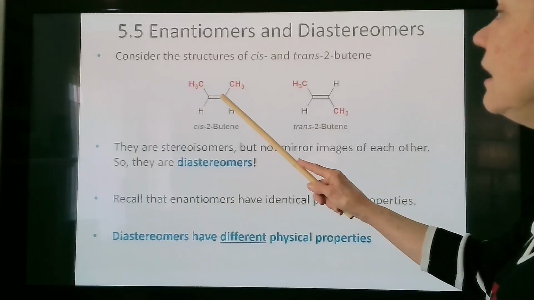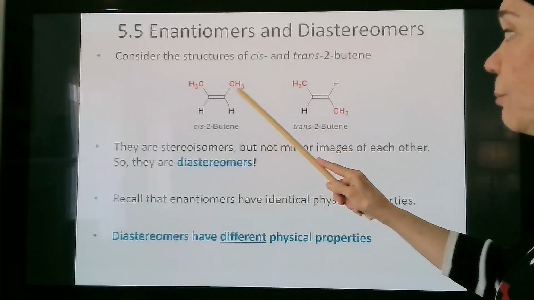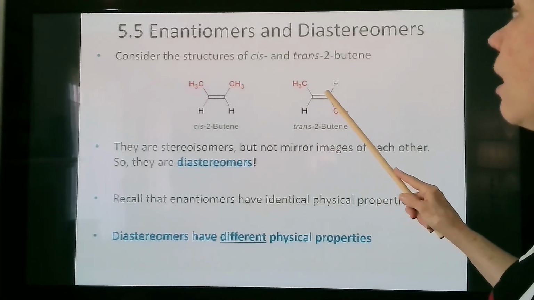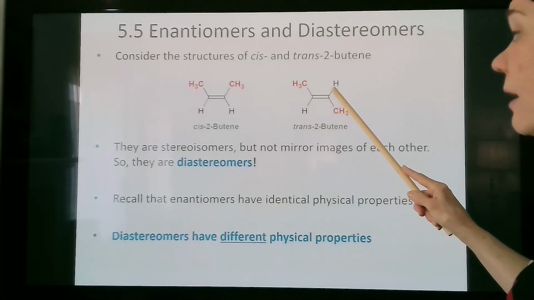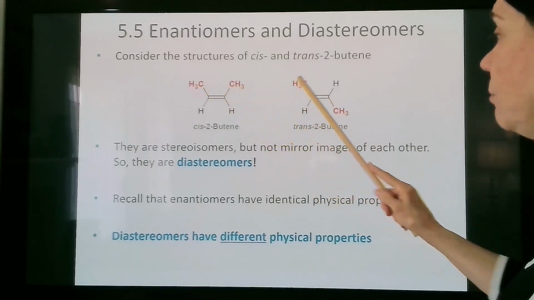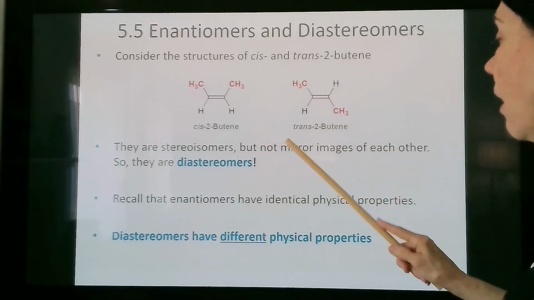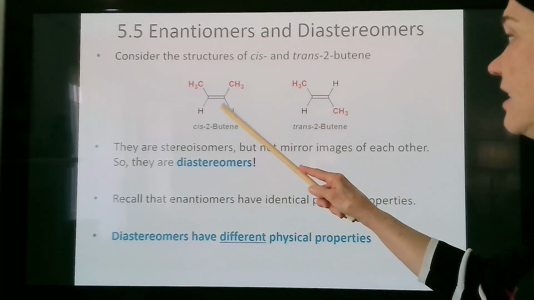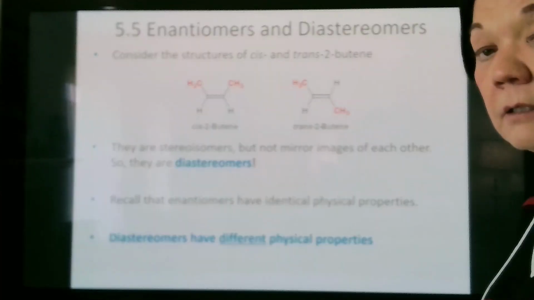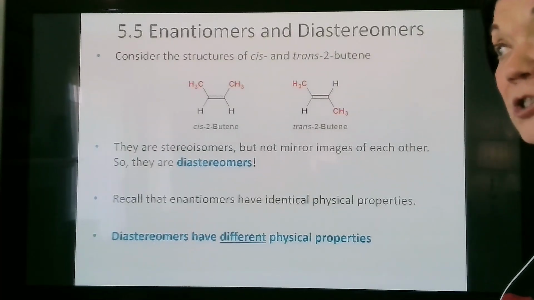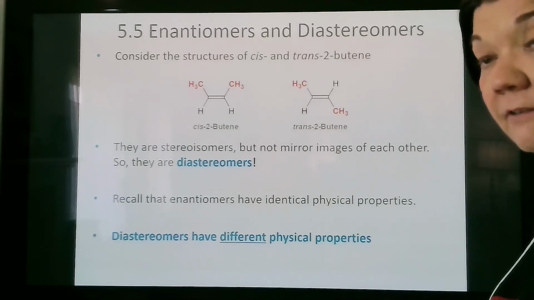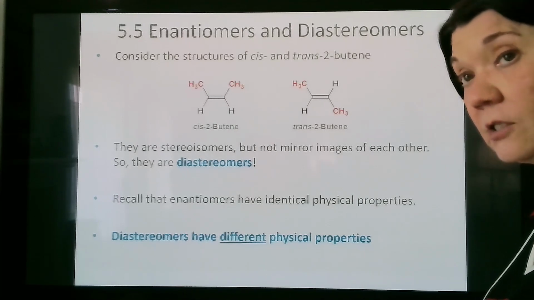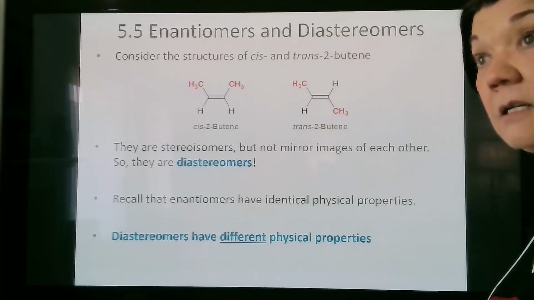So look at these. These are not superimposable. They are not mirror images. They are diastereomers. Okay, and this is cis-2-butene and trans-2-butene. We've gone over these. These do not have identical physical properties. They have different physical properties. Enantiomers will have the same physical properties except for their optical activity, and a few reactions in special cases, which we will consider at the end of this chapter.